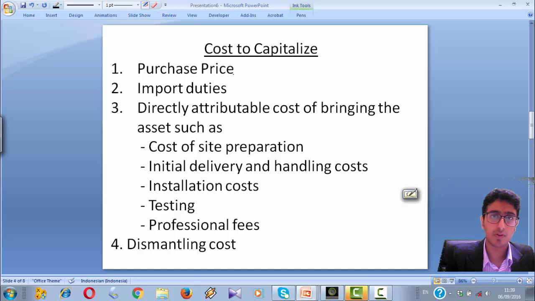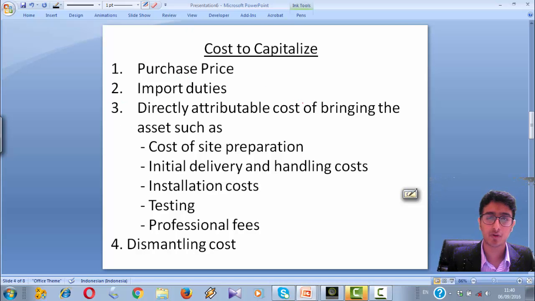Okay, we will first start off with the purchase price. Purchase price is the cost of buying the asset, the list price you can say. Now, we usually calculate the purchase price after deducting any discounts associated when we purchase it. Okay, next one is import duties. Sometimes when we bring assets from foreign nations, we will have to pay import or some other tax. Now that cost we will have to capitalize it.